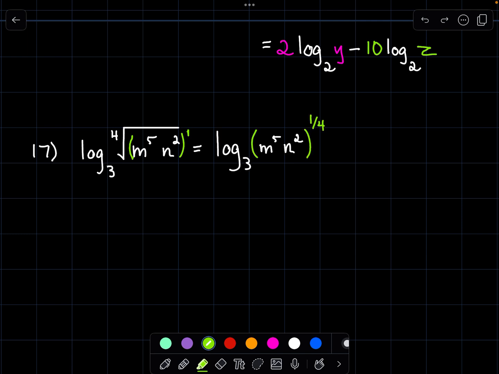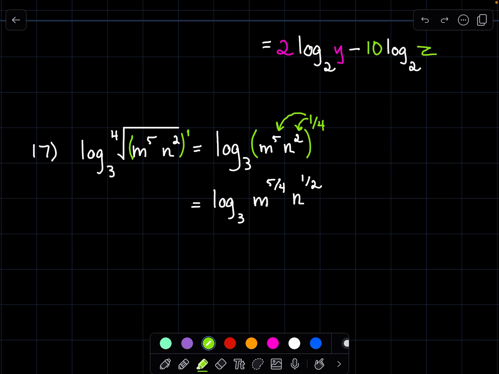So when you turn it into its rational exponent form, that is log base 3 of m to the 5th n squared, all raised to the 1/4 power. And apply some more rules of exponents. That we have powers raised to a power. So you can take that exponent and multiply it by both. This gives us log base 3 of m to the 5/4 power and n to the 1/2 power, getting 1/2 from 2 times the 4th.